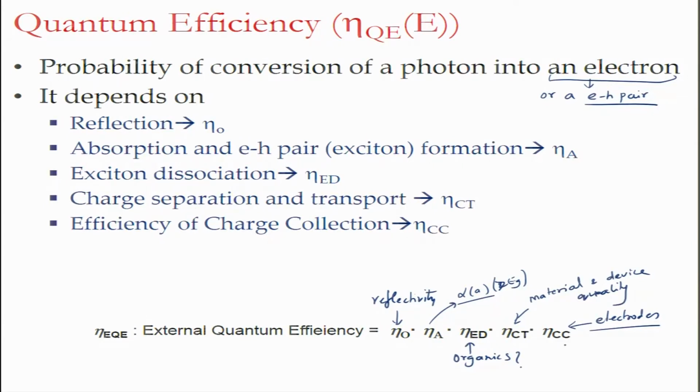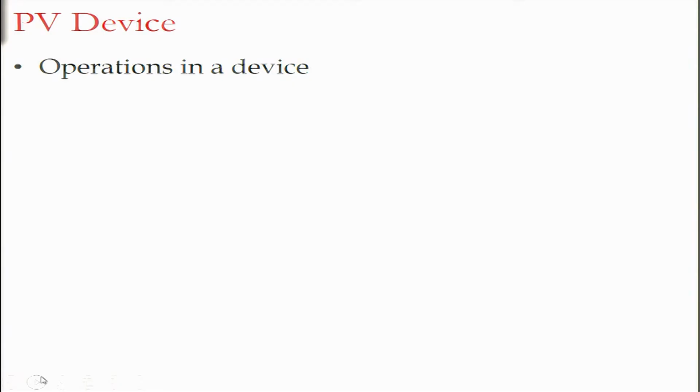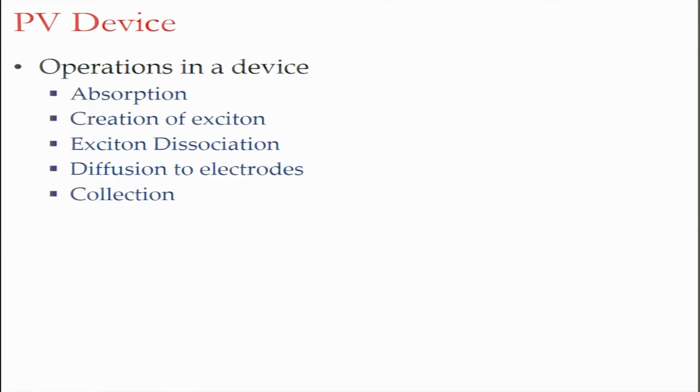So, all of these together will give you the external quantum efficiency, which is called eta EQE, and this can be experimentally measured, okay, and this can be directly correlated to the current. So, ideally the current that you obtain should scale with the external quantum efficiency, all right. If you look at a PV device based on this efficiency, the operations are fairly straightforward. First you have light absorption, then you have creation of exciton, then exciton dissociation, then diffusion to the electrodes, and then charge collection. And this is what, as we saw, the external quantum efficiency is made up of.